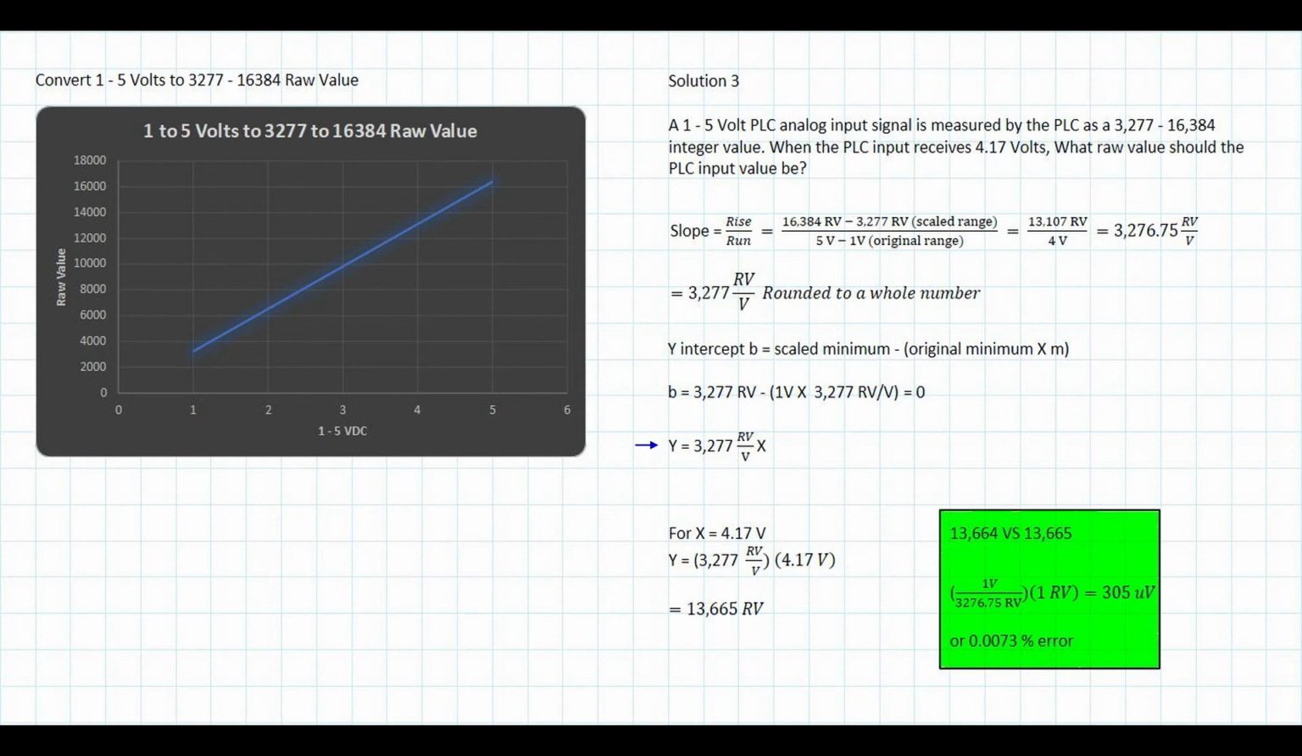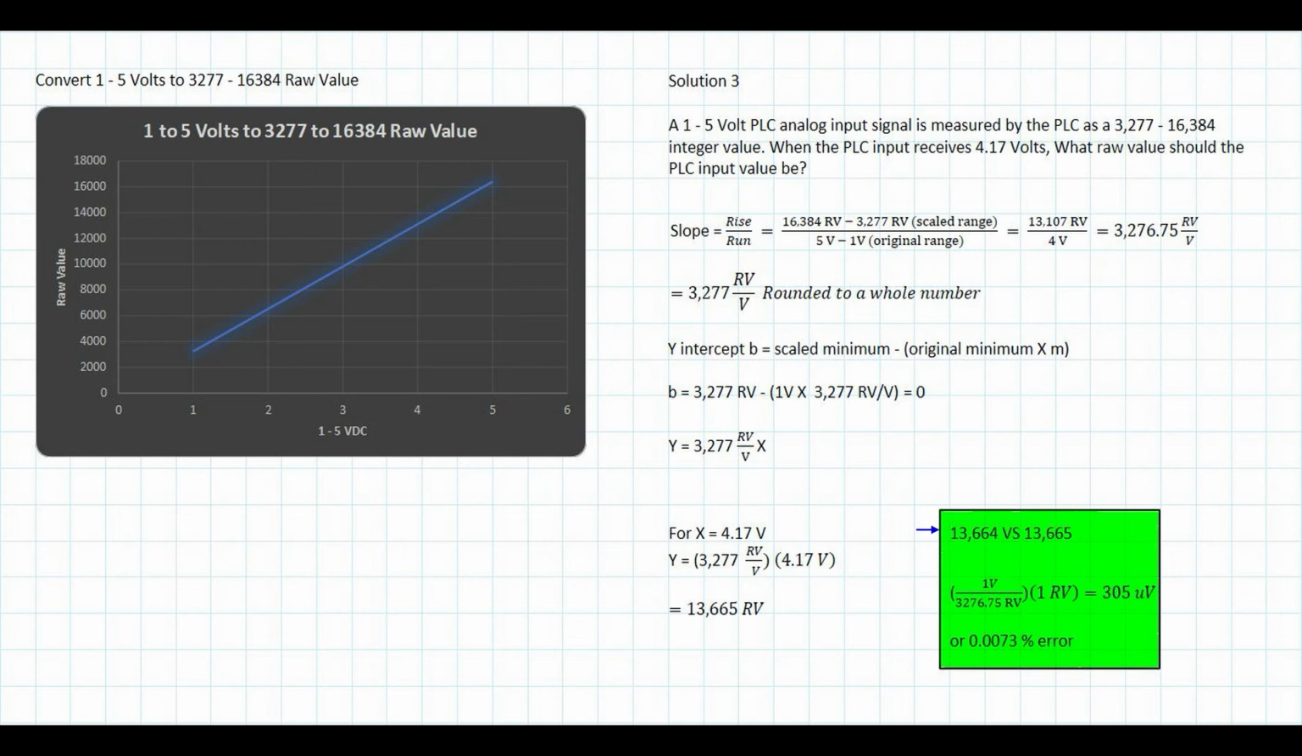This gives us an equation of y equals 3,277 raw value for each volt. Plugging in our x of 4.17 volts, we get 3,277 multiplied by 4.17 for a final solution of 13,665 raw value.